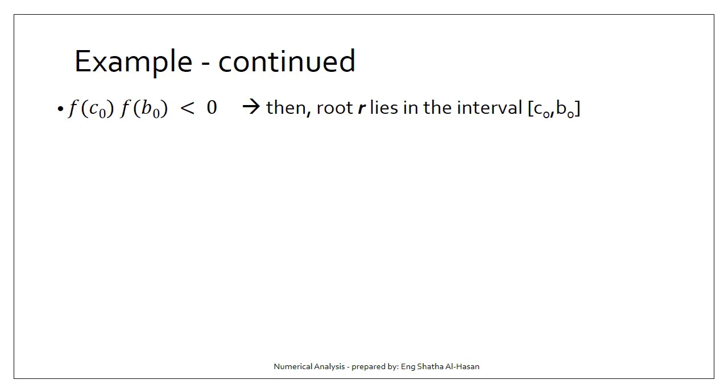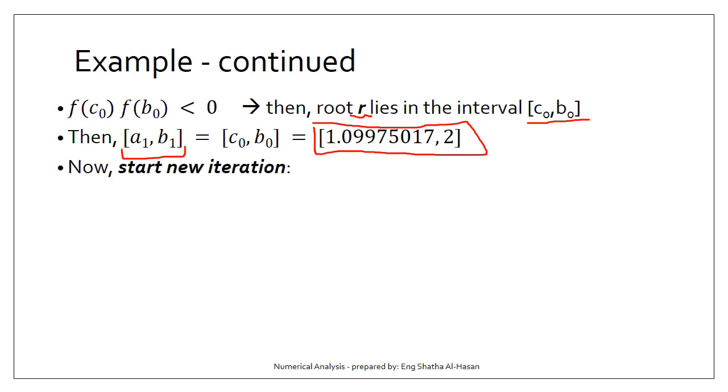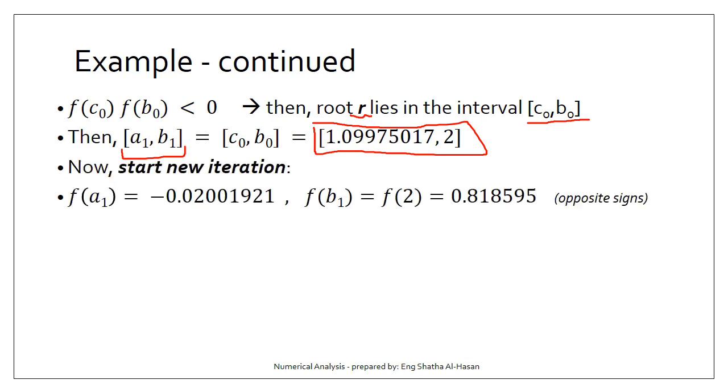As we saw, we have f of c0 and f of b0 of opposite signs, which means that multiplying them we will have a value less than 0. Then our root r will lie in the interval c0 and b0. We will rename it a1 and b1. Then our new interval will be 1.099 and 2.